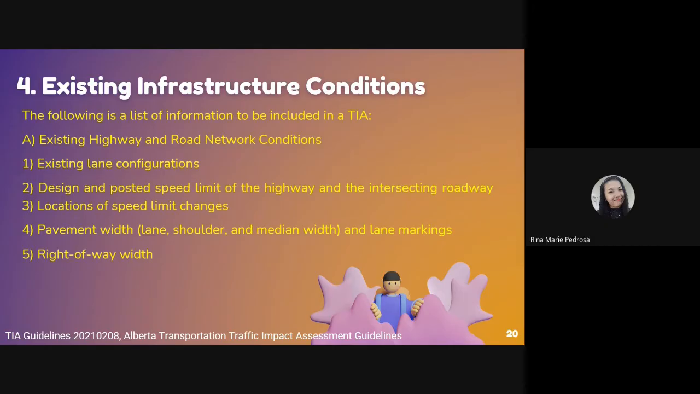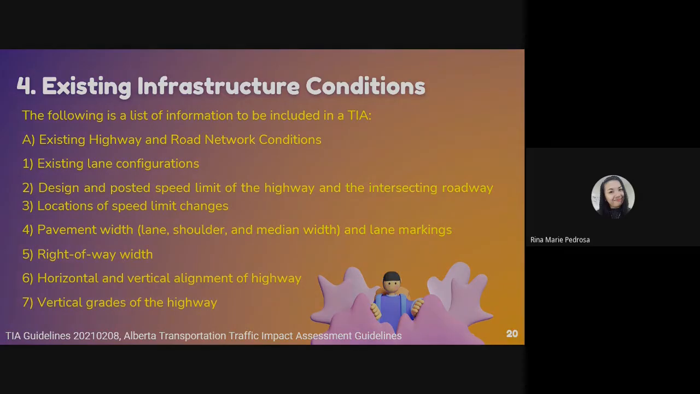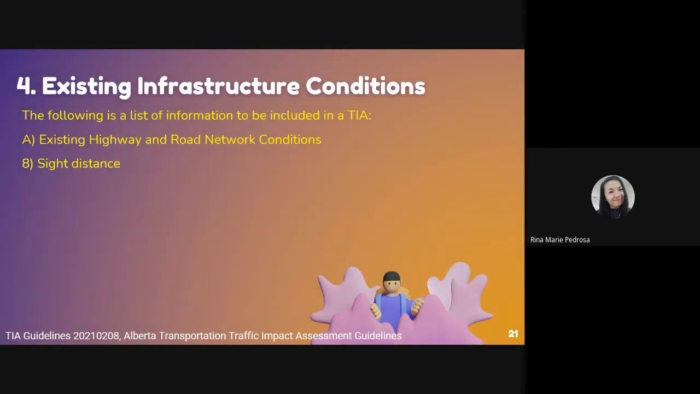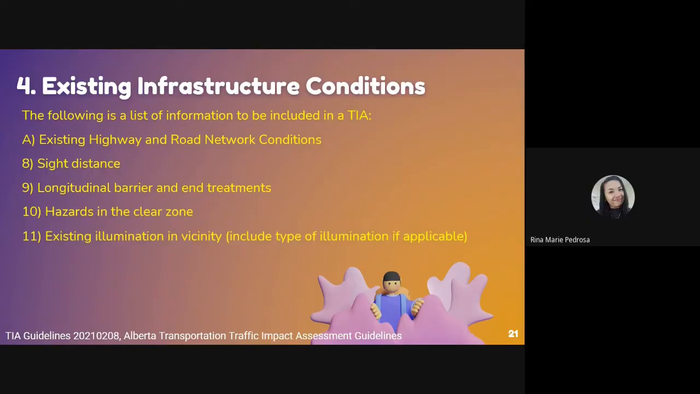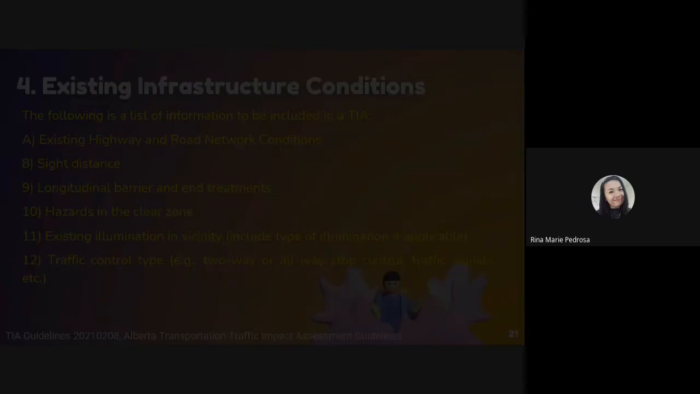Number five, the right of way width, horizontal and vertical alignment of highway, the vertical grades of the highway, the sight distance, the longitudinal barrier and end treatments, the hazards in the clear zone, existing illumination in vicinity, include type of illumination if applicable, and traffic control type. So for example, two-way or all-way stop control, traffic signals, etc.